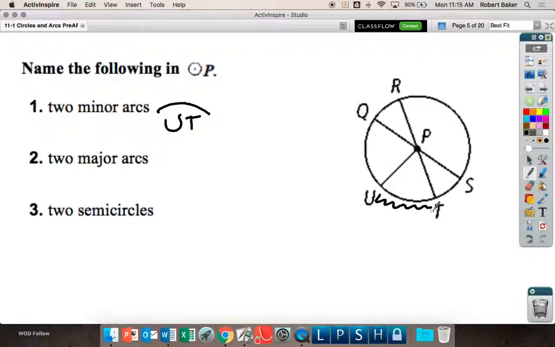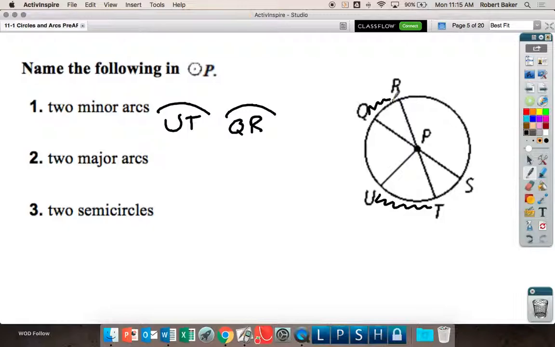Arc QR. That's this arc right here. How do you feel about that? Good? All those arcs are less than half the circle. 2 major arcs.